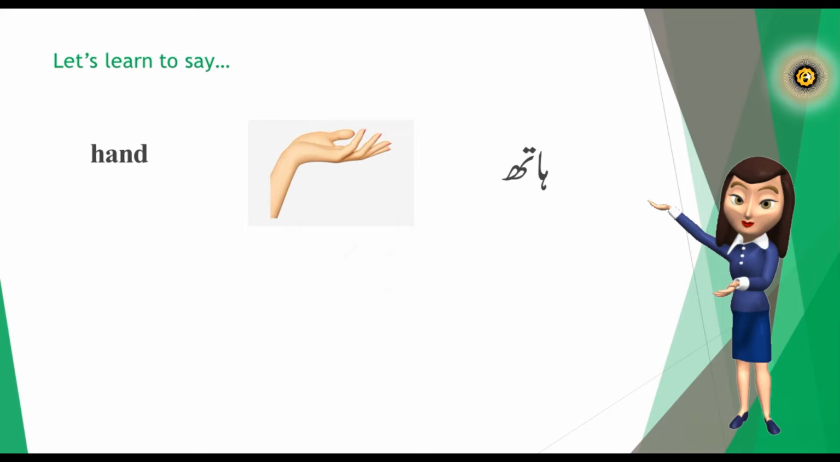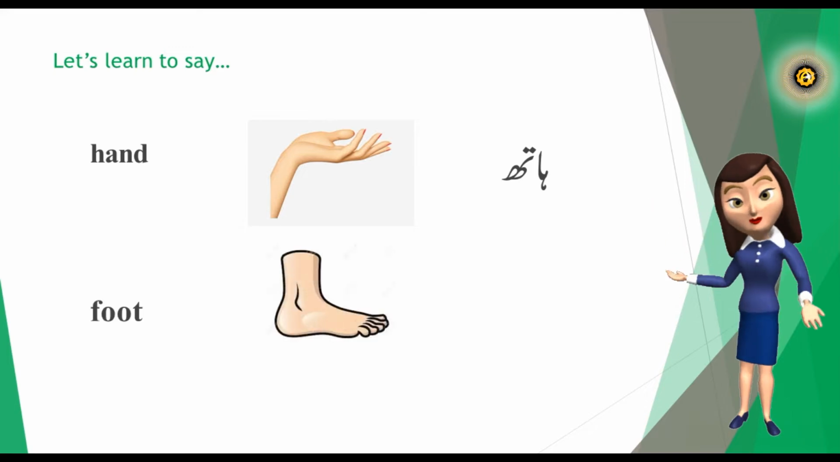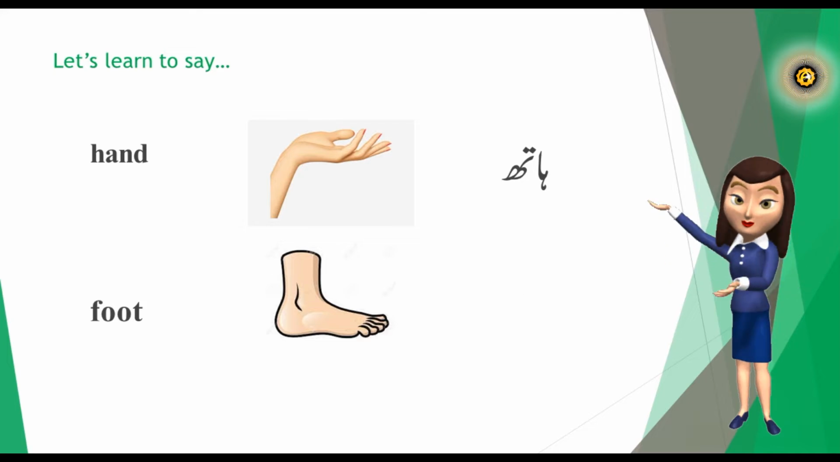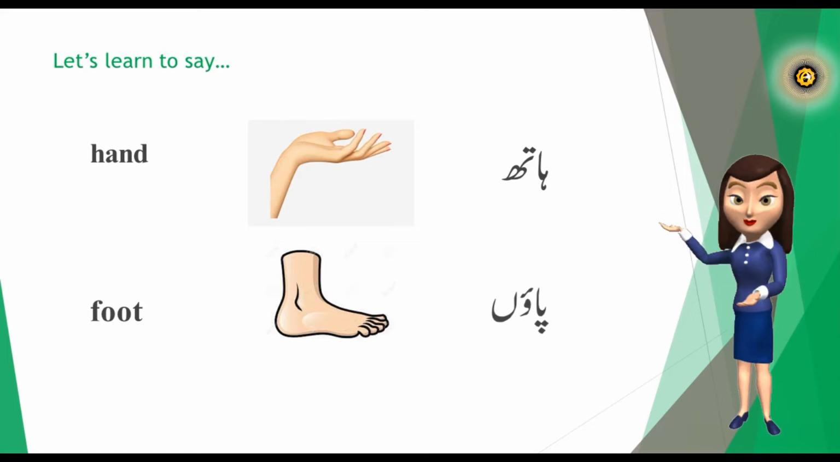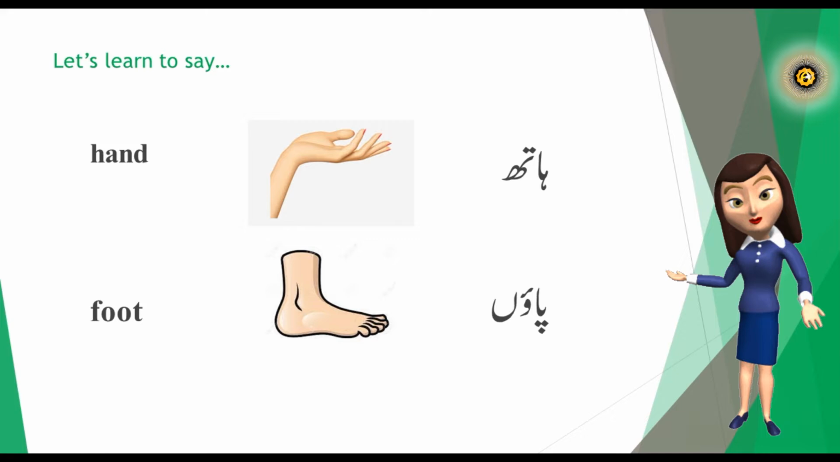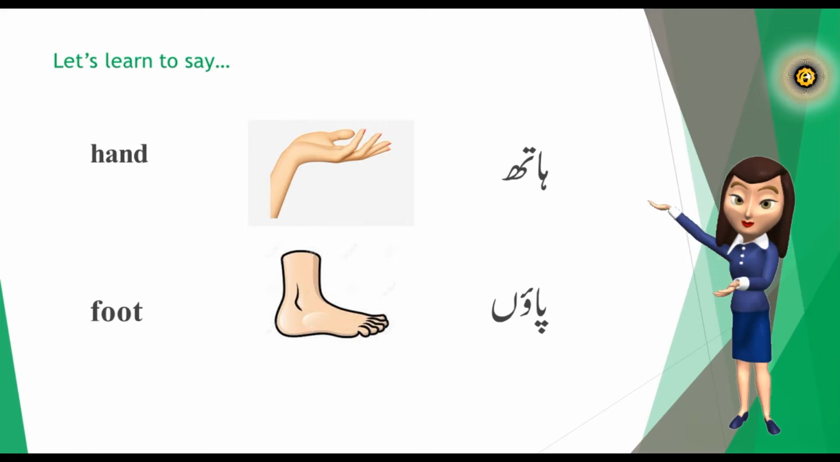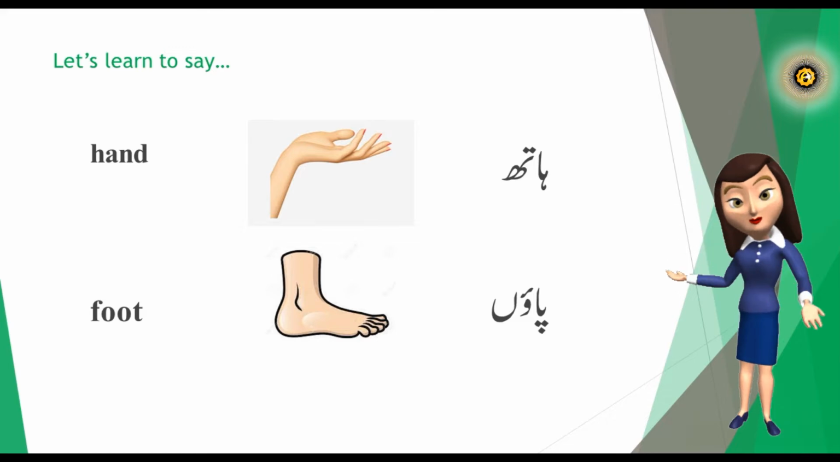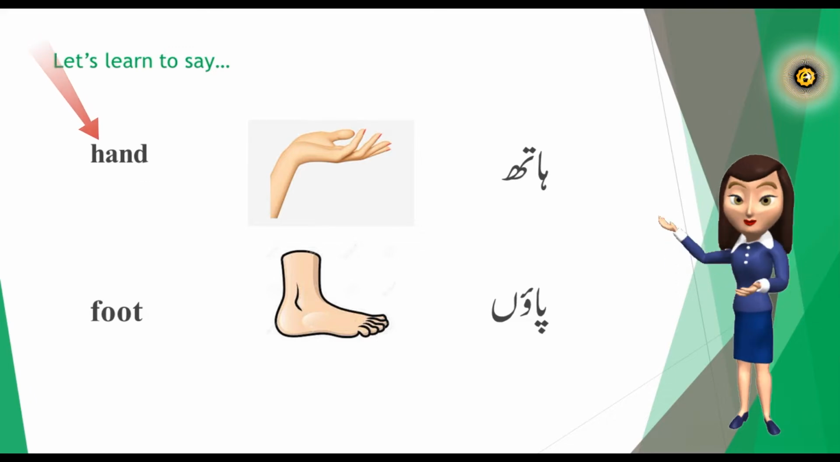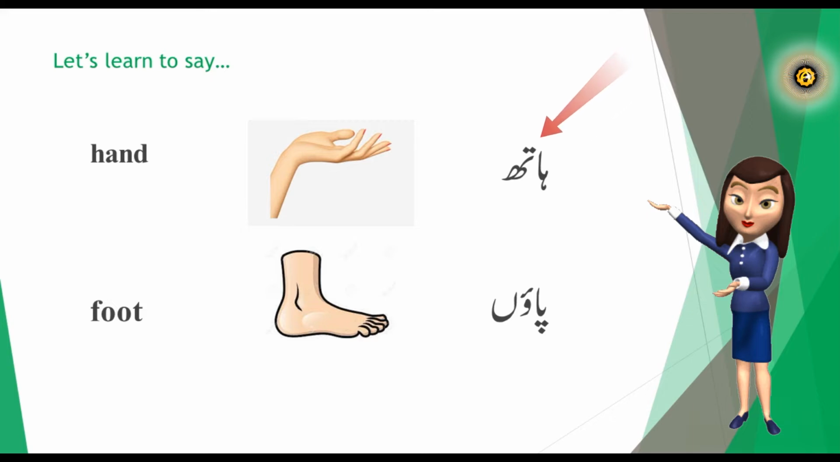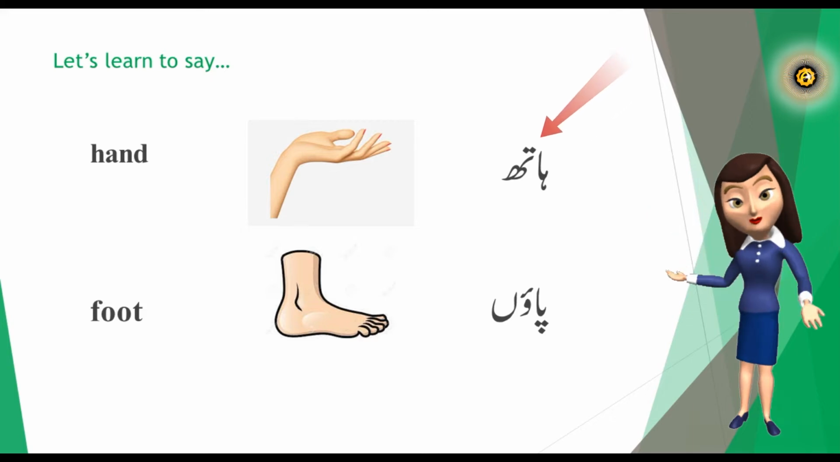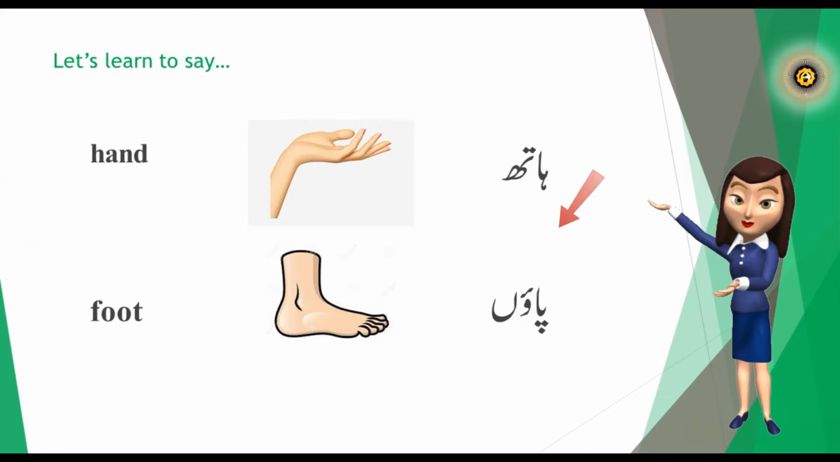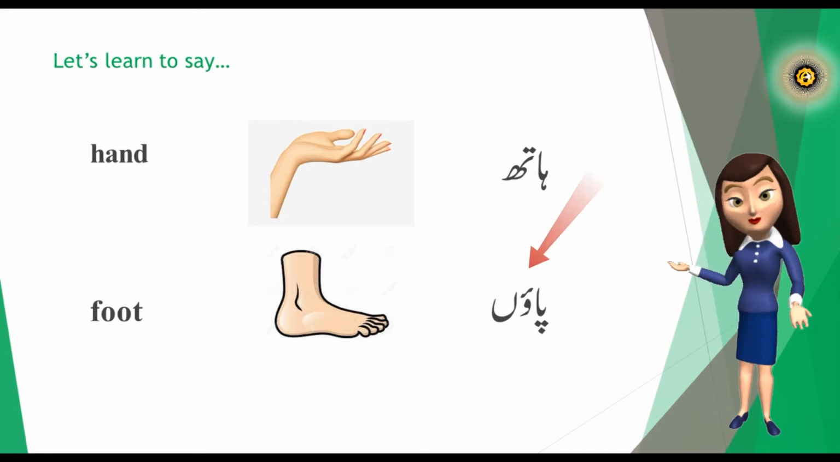Then in English we say foot or feet, and in Urdu it is paun. Foot, paun. Let's repeat one more time. In English we say hand, and in Urdu haath. Then in English we say foot, and in Urdu paun.